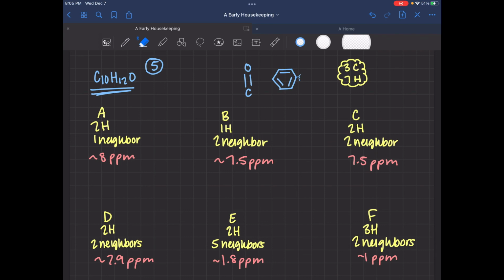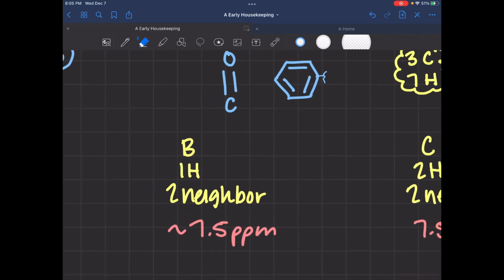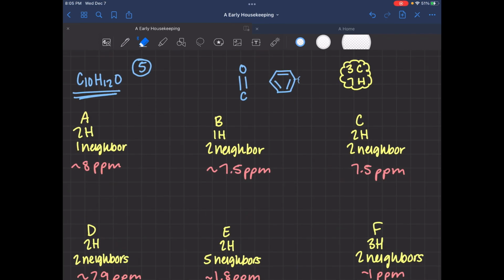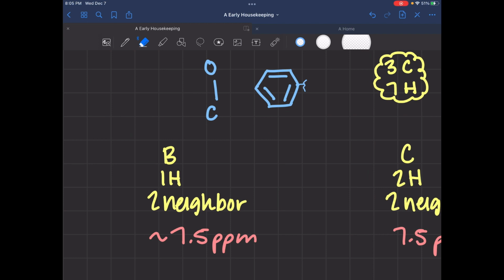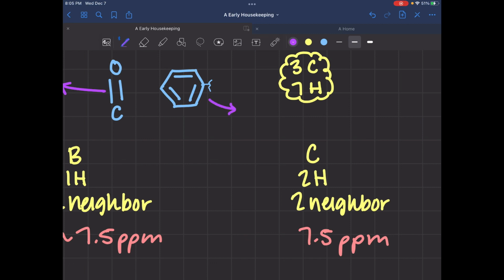Alright, so what I want to do next is go ahead and start working with these ppms. Let's identify what we know these to be. We know that this carbonyl is going to be roughly 1 ppm, right? We know that this ring is going to be roughly 7 ppm.